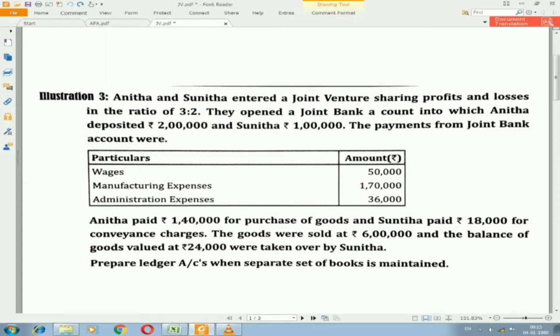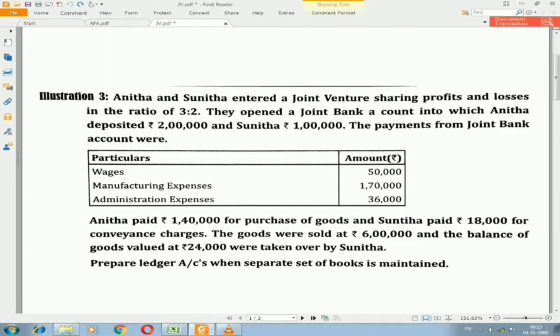Then we have Anita paid 1,40,000 for purchase of goods and Sunita paid rupees 18,000 for conveyance charges. These are separate individual expenditures which will be met by the co-venturers. The goods were sold at rupees 6 lakh, and the balance of goods valued at rupees 24,000 were taken over by Sunita. So that is the income they got, 6 lakh. And the balance of goods left in the business will be taken over by Sunita. It will also be an income for the co-venturers.